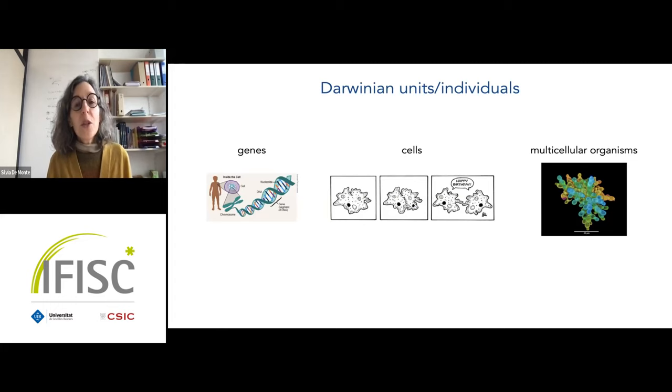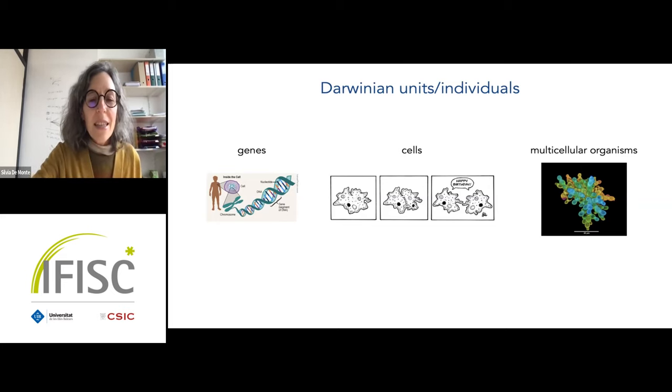Typical Darwinian units or individuals are those you could all have thought about, like genes, cells, and multicellular organisms. Here you find a particular type of multicellular organism, a multicellular yeast that has been evolved in the lab by selection for increased size. These different levels have all been considered by one or another biological thinker as the really fundamental units of natural selection, and we understand rather easily why these levels satisfy Lewontin's conditions.